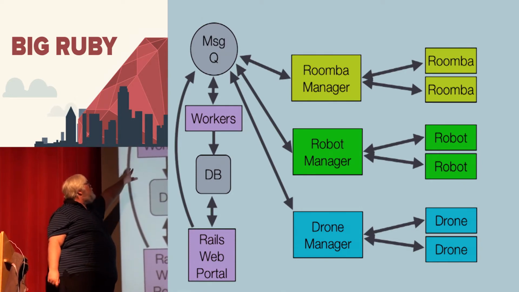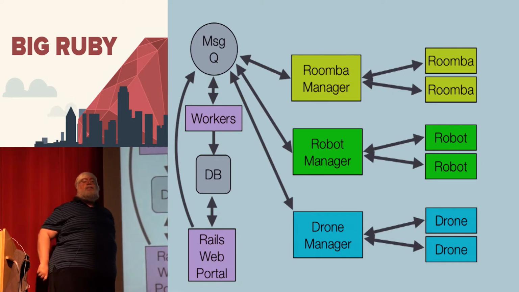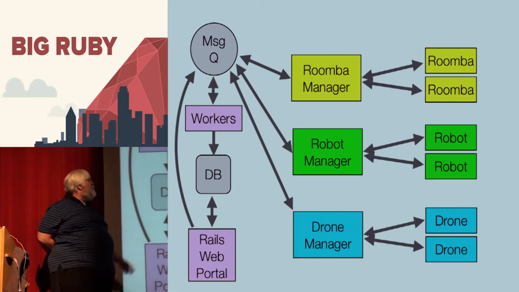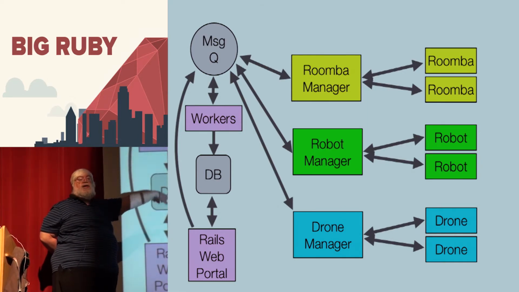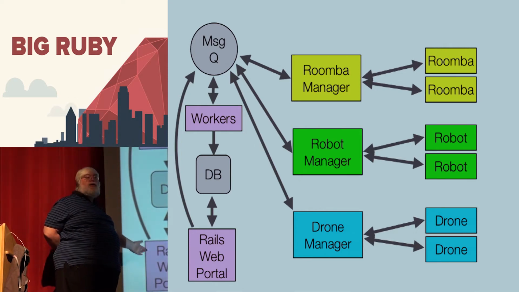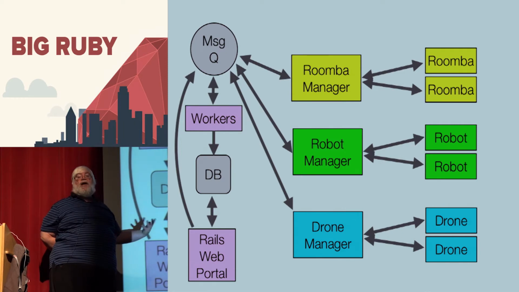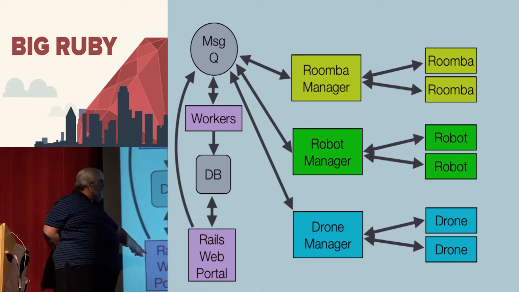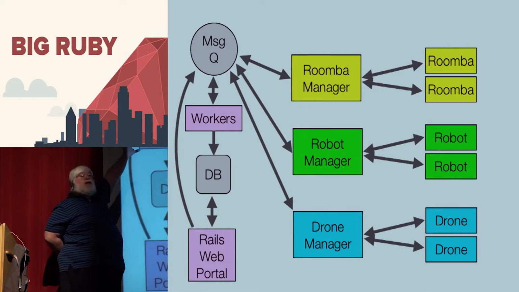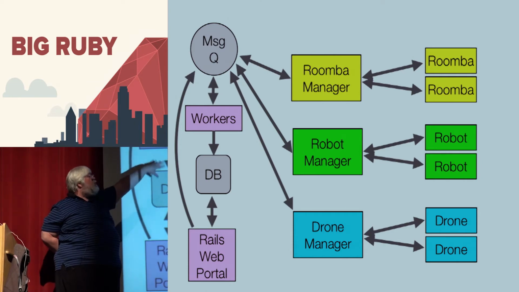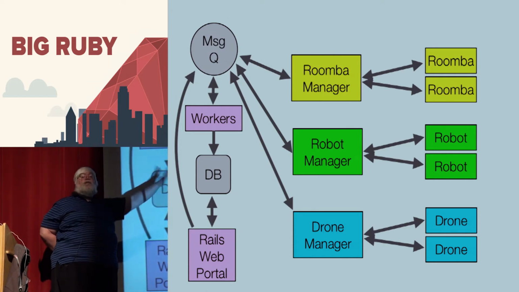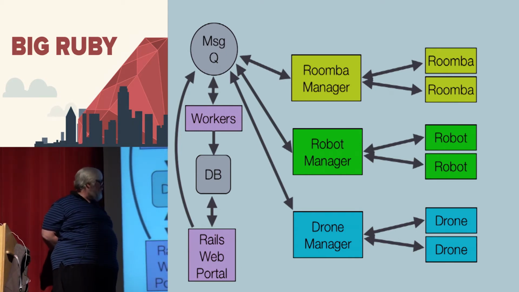There was a set of workers that pulled messages off the message queue and updated the database with information from all the different managers. And then there was a Rails web portal front end that pulled data out of the database and displayed them to the users. And the web program and the workers could both send messages back into the queue and to each of the managers, which would further forward those messages out to the hardware devices. So there was complete control from the web all the way out to the hardware devices.